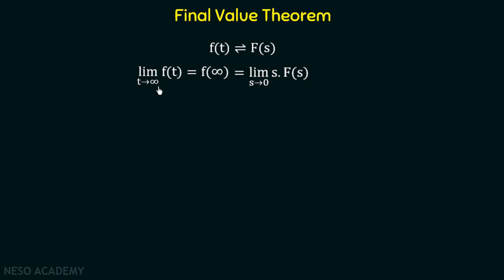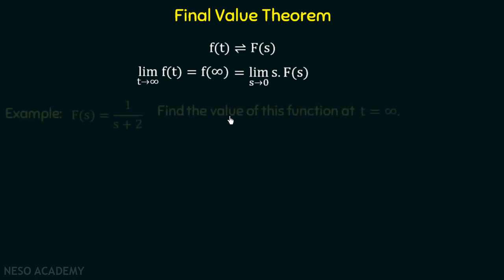So the final value of this function in the time domain is limit t tending to infinity f of t, and the final value in the s domain is limit s tending to 0 s multiplied with F of s. So in the time domain, when t is tending to infinity, in the s domain s is tending to 0. Both of them are representing the final value of the same function, but one is in the time domain and the other one is in the frequency domain. So this is the final value theorem, and we will understand this theorem with the help of an example.